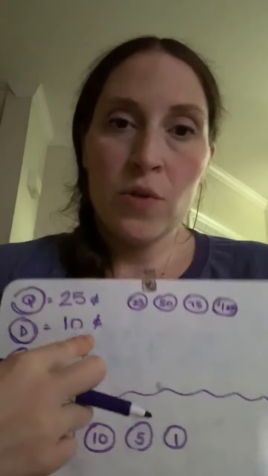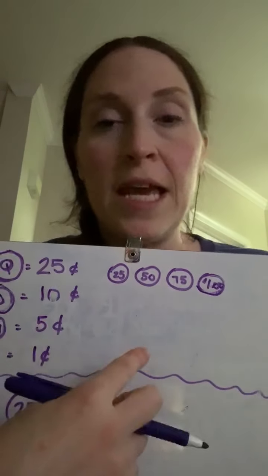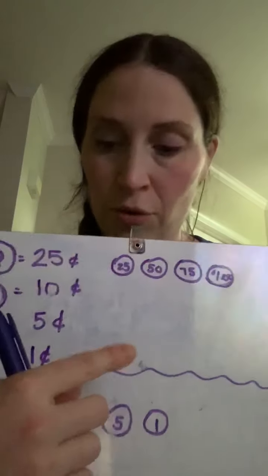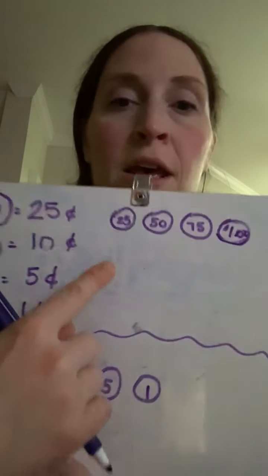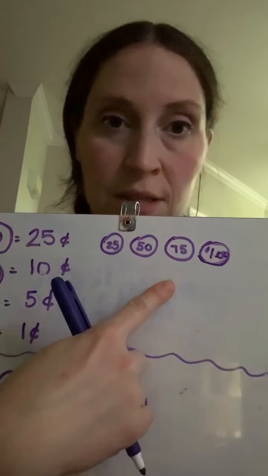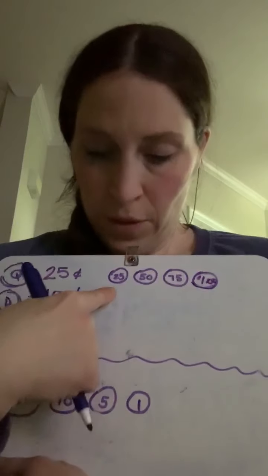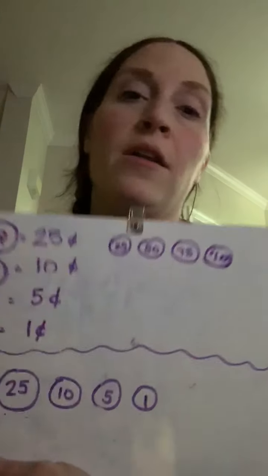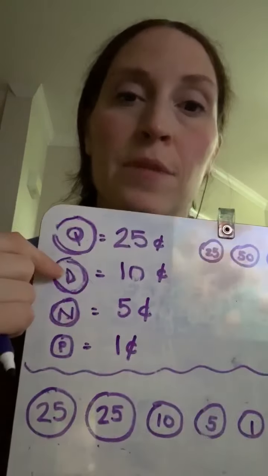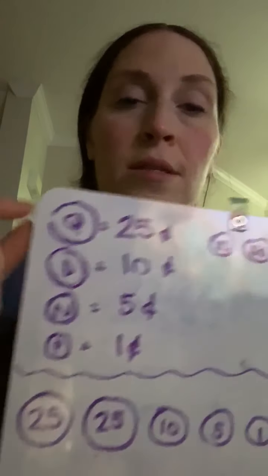So a quarter is 25 cents. And we've practiced counting the 4 quarters to make it easier when we have to count the mixed groups that have more than 1 quarter in it. So 1 quarter is 25, 2 is 50, 3 is 75, 4 would equal 100 or $1. So we have 25, 50, 75, $1. Dimes are 10 cents, nickels are 5 cents, and a penny is 1 cent.